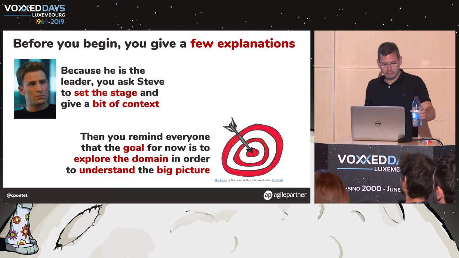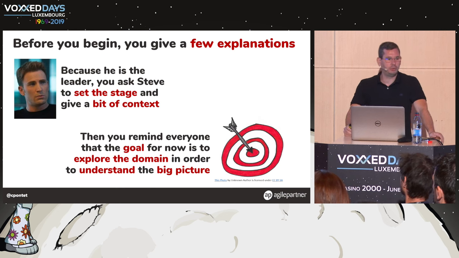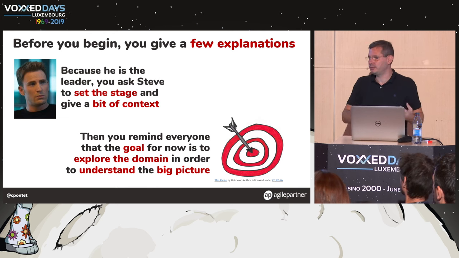Before you begin, you ask Steve Rogers to give a bit of context. Why are we here today? What do we want to achieve? What's the overall goal in terms of strategy? Not in terms of software, but in terms of what will this thing bring to the organization? What do we want to achieve here?